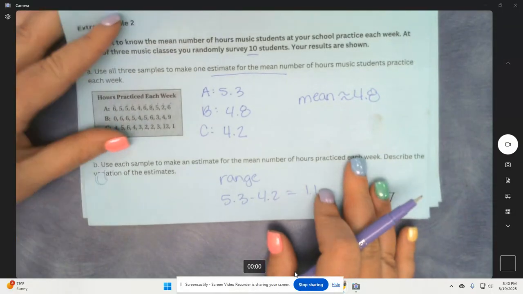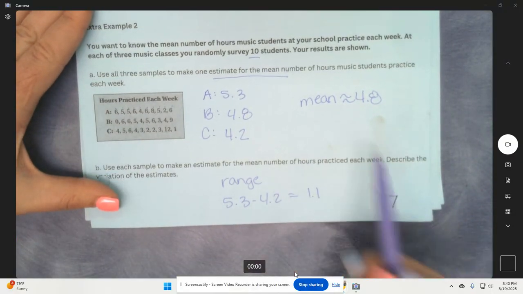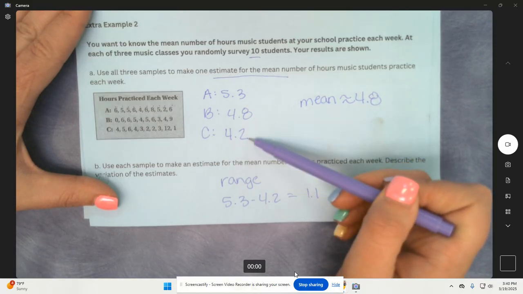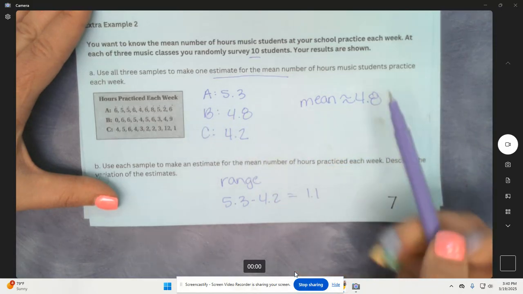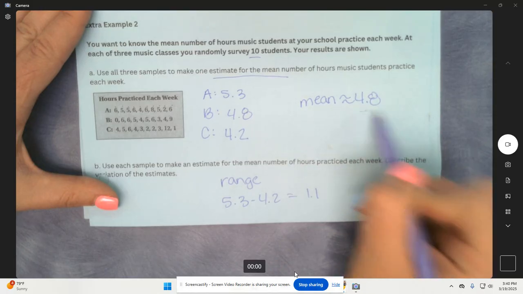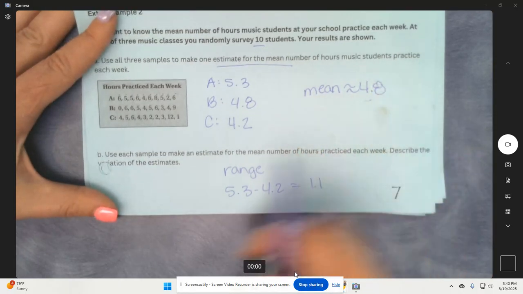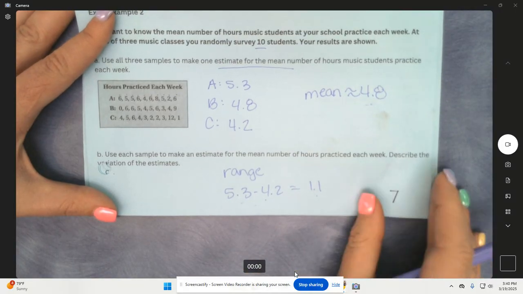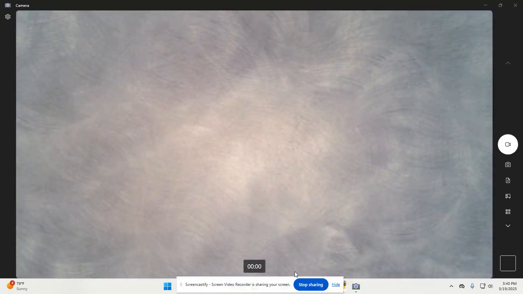So this is what we should have gotten as our answers. We should have gotten these as our means for each of the data sets, and then the mean of the means was 4.8. Our variation is the range, so when we subtracted the max minus the min, we got 1.1. Okay?